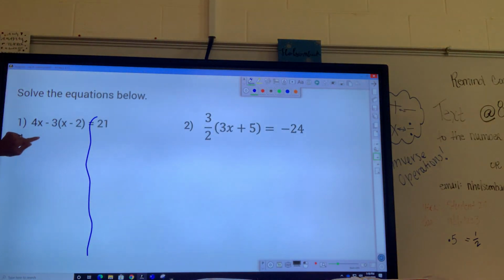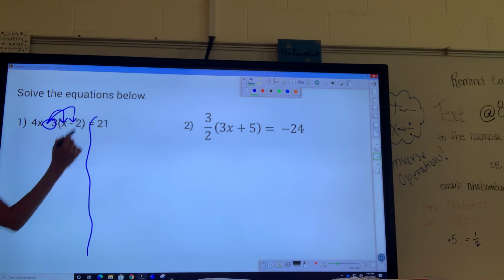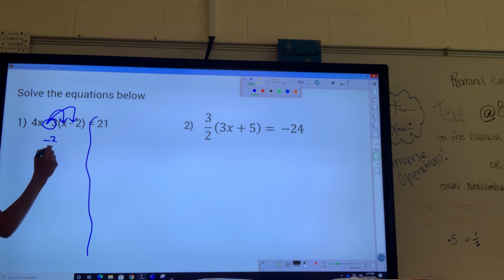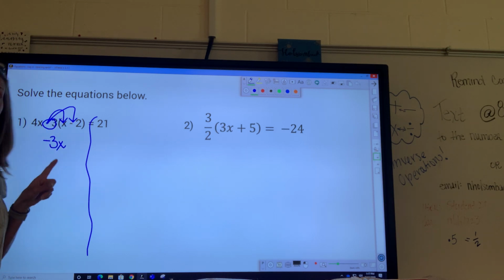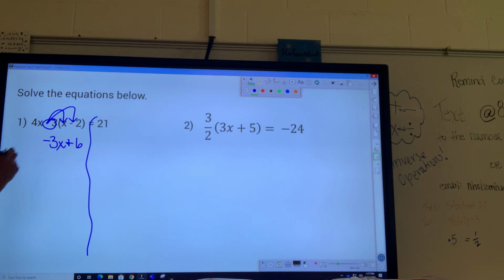Now, I want you to pay attention to this because look, you see this 3? It's not really 3, it's negative 3. So I need negative 3 to go in and multiply with everything in those parentheses, just like we did yesterday. Negative 3 times x is negative 3x. And negative 3 times a negative 2, a negative times a negative is a positive 6. Did you touch this 4x? Bring it down.